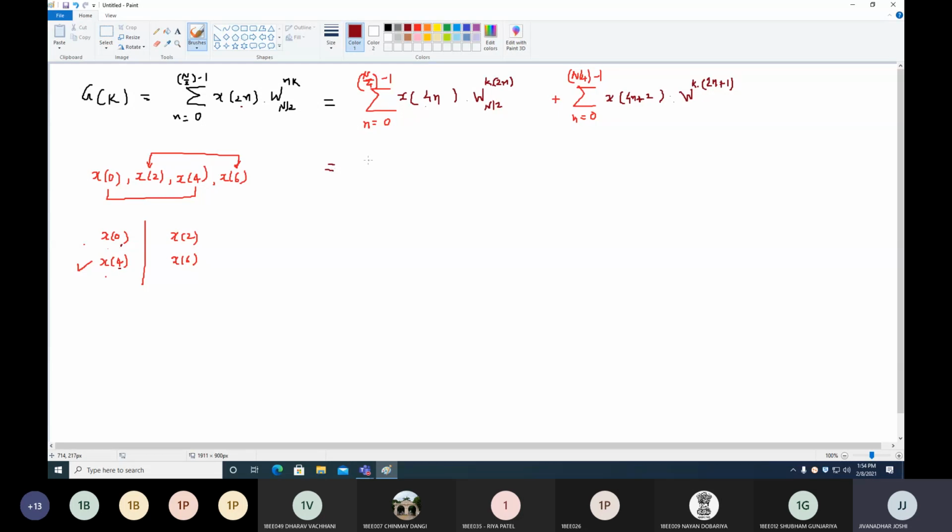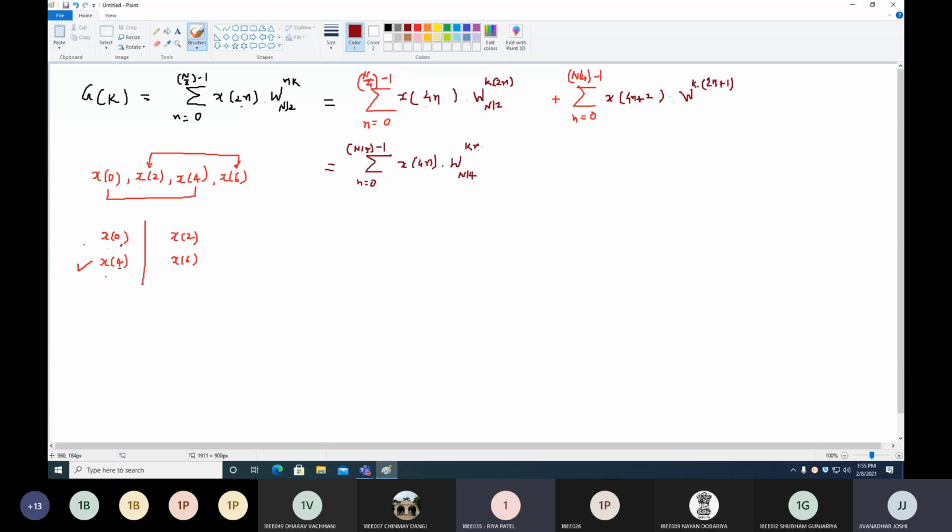This is equal to summation n equal to 0 to n by 4 minus 1 of x of 4n into w. Tell me what comes now. This 2 I have to take down: n by 4 raised to kn.